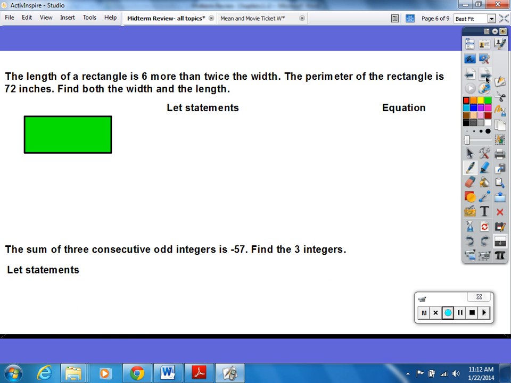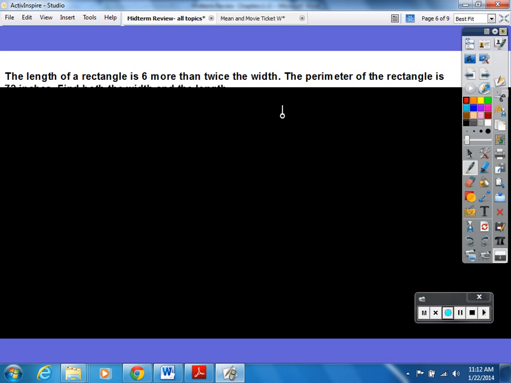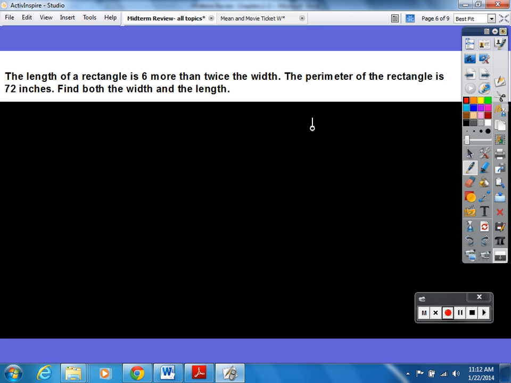All right, so that's the same direction travel problem. Let's move on to a perimeter problem. The length of a rectangle is 6 more than twice the width. The perimeter of the rectangle is 72 inches. We are finding both the width and the length.